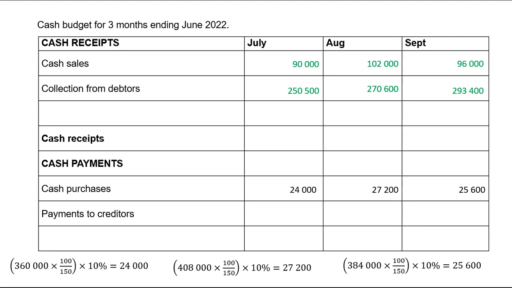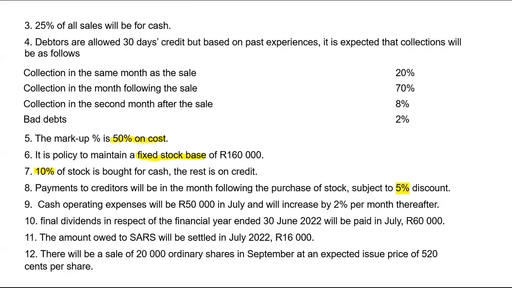Cash purchases are quite easy, but you still have to go an extra mile, because they will give you a story like this. Payments to creditors will be made in the month following the purchase of stock, subject to 5% discount. And immediately when you see that 5%, people show me miracles. We know so far that if 10% of all your purchases are cash purchases, it means that 90% of all your purchases will be credit purchases.